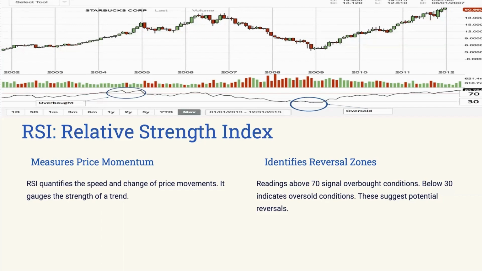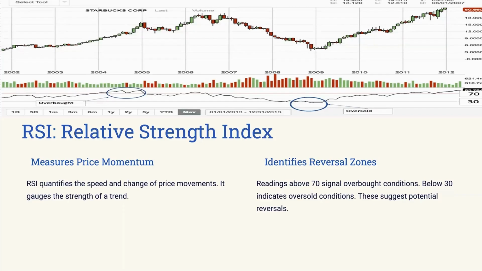From an application point of view, for example, a trader might consider selling a stock when its price is near resistance and the RSI is above 70 and showing bearish divergence. In an existing uptrend, a pullback to a support level combined with RSI bouncing off the 30 level, oversold, could be a strong signal to buy.